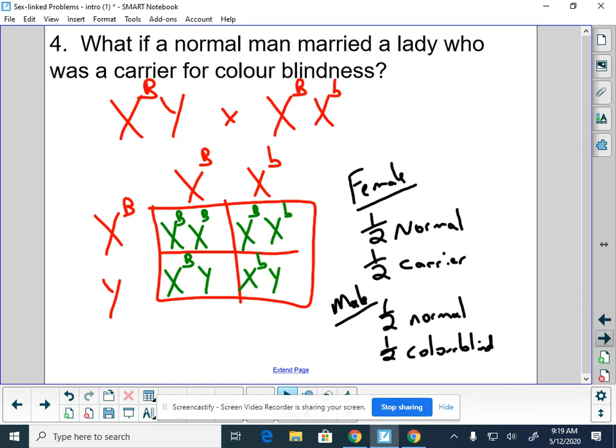And that's it for the introduction to sex-linked traits. Again, colorblindness and hemophilia, you just have to remember they're both recessive X-linked diseases. Any other disease, the question would have to give you some kind of a clue that it's an X-linked disease or carried on the X chromosome or something like that. They'd have to give you that information in the question.